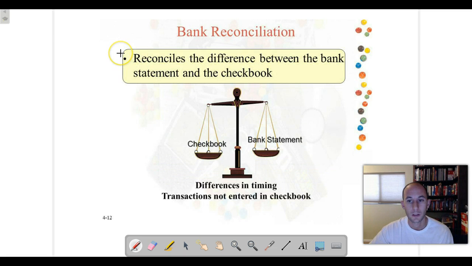So now we're going to get into the bank reconciliation. Reconciliation just means you're balancing your checkbook side with your bank statement side and making sure that there were no errors reported, that the two match each other, and that your books are up to date and in good order.